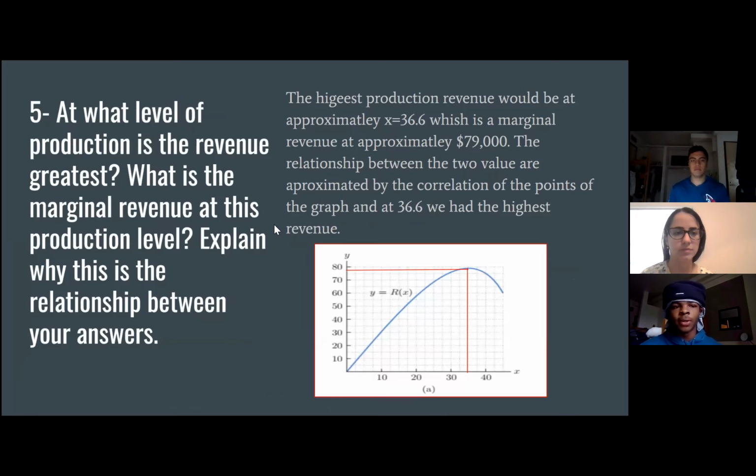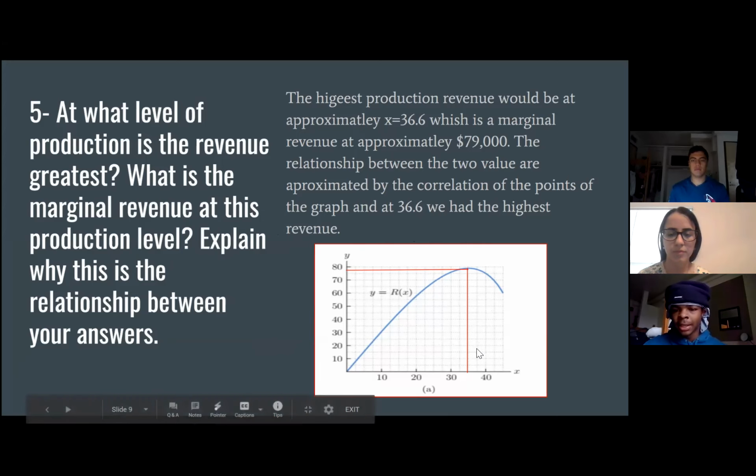And for the last question, it says, at what level of production is the revenue greatest? What is the marginal revenue at this production level? And explain the relationship between the answers. So at the greatest revenue, you can see this at 36.6 approximately, because we don't have the exact value.